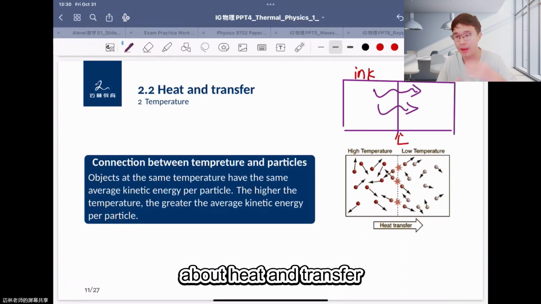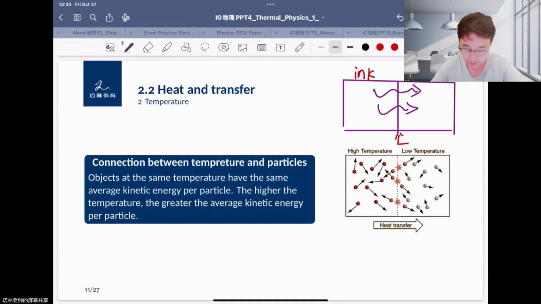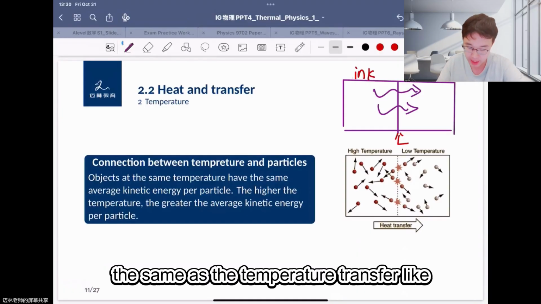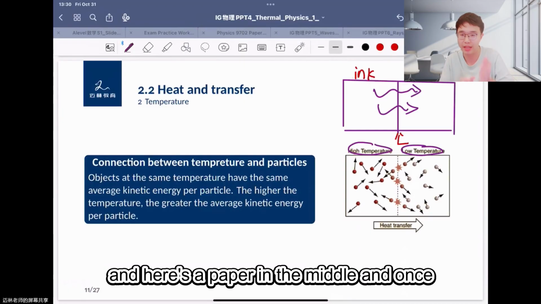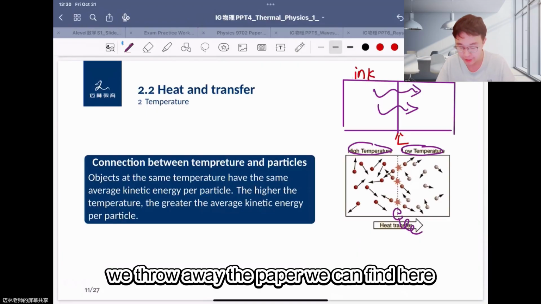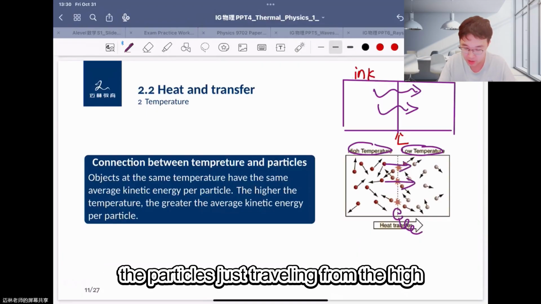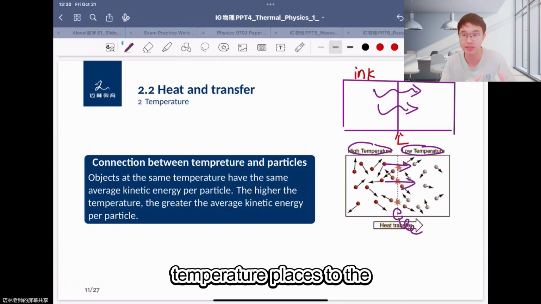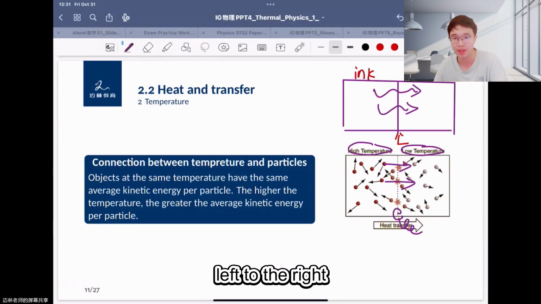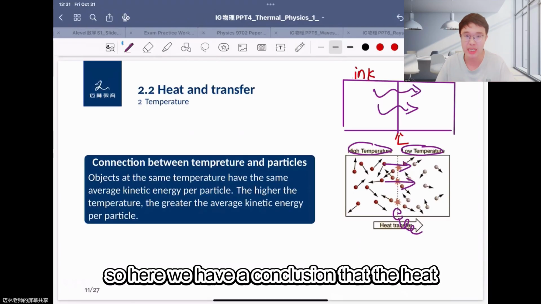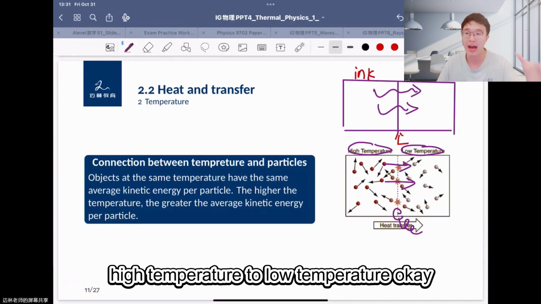Okay, so this is about heat transfer, the same as temperature transfer. If we have two blocks or two rooms with a paper in the middle, and once we throw away the paper, we can see the particles traveling from the high temperature places to the low temperature places, from the left to the right. So we have a conclusion that heat transfers from high temperature to low temperature.